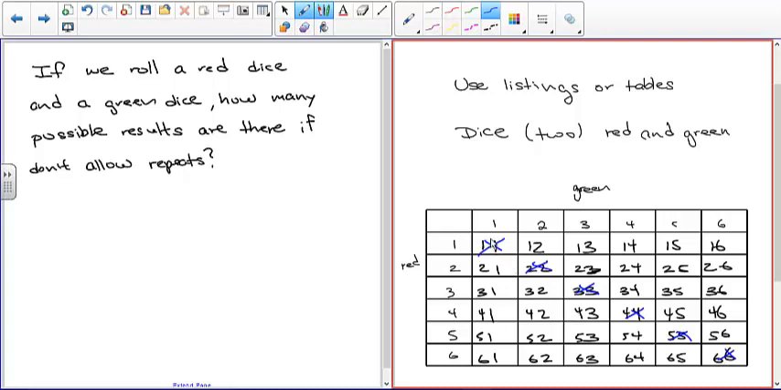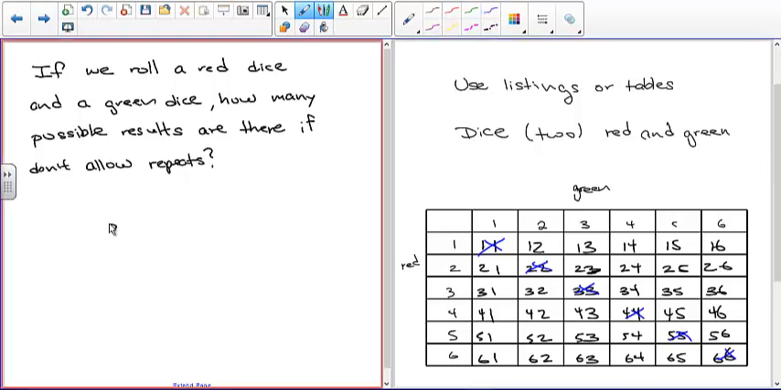So if you take the number of rows times the number of columns, you'll get 36, and 6 of those I'm going to eliminate. So the answer is there are 36 minus 6, or 30 possible results. Now if I said how many possible results are there if we allow repeats, then the answer would be 36.